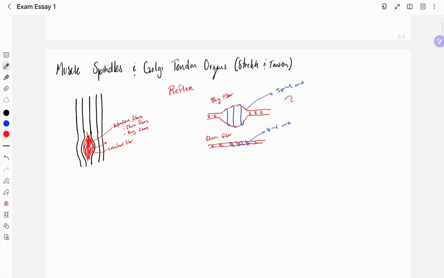Now these ones, the bag fibers, will be type 1A, which just means that they're fast. Responsive, quick. And for chain, I believe they're 2A, which means simply that they're just not as fast. Not that they're not fast at all, they're just not as fast as the 1A type fibers.